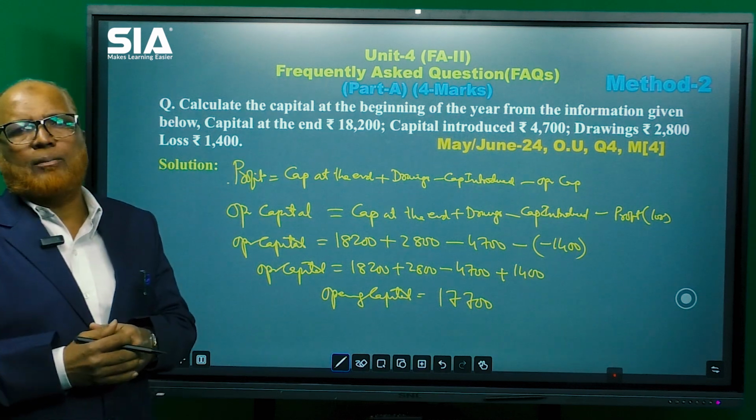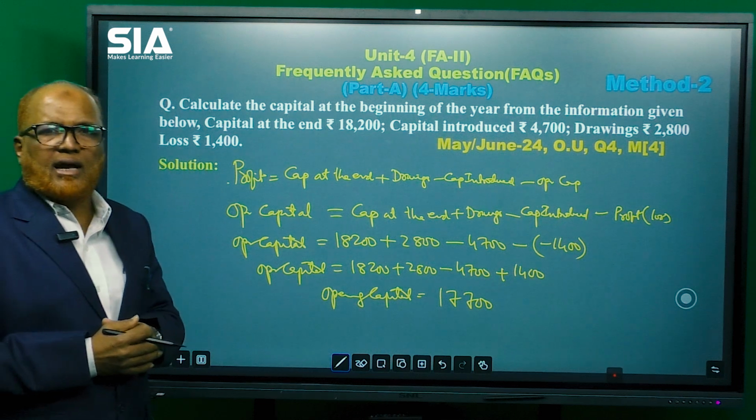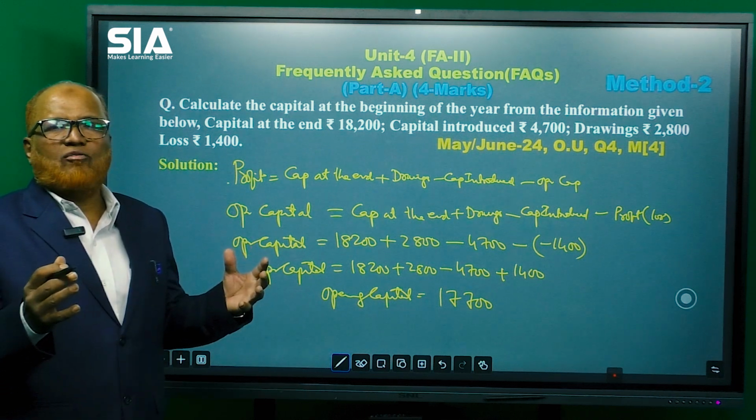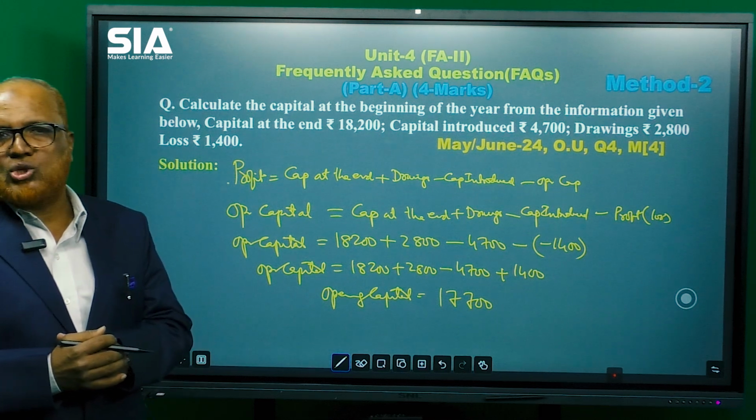Similarly, you can calculate capital at the end. In the coming problems, I'll explain about how to calculate the capital at the end. So these type of problems will be asked in examination for 4 marks in section A.